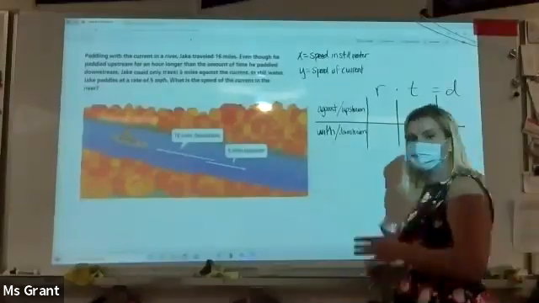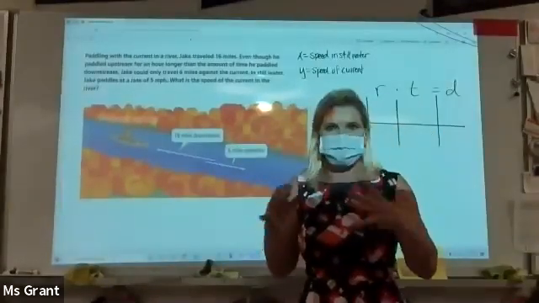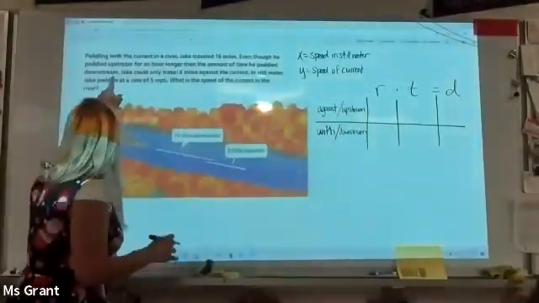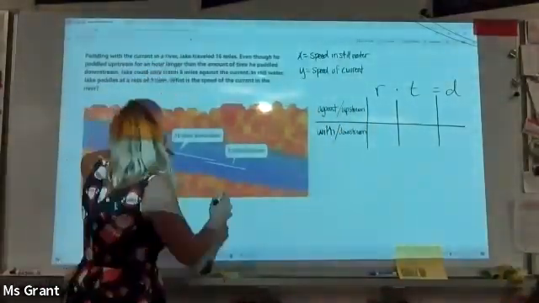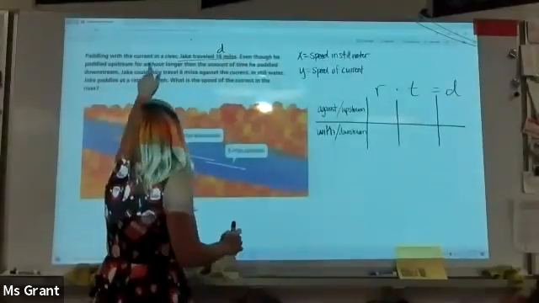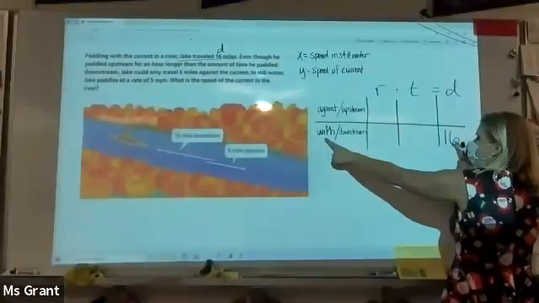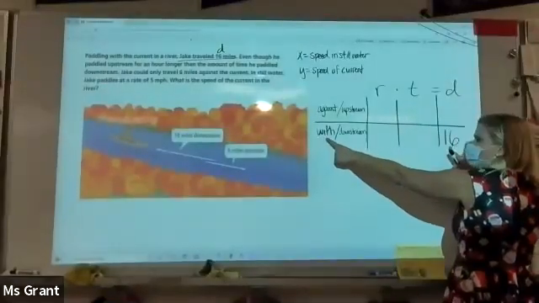Okay. Now I'm going to go through the word problem and I'm going to talk to you about what each thing is. Paddling with the current in a river, Jake traveled 16 miles. His distance was 16 miles with the current.